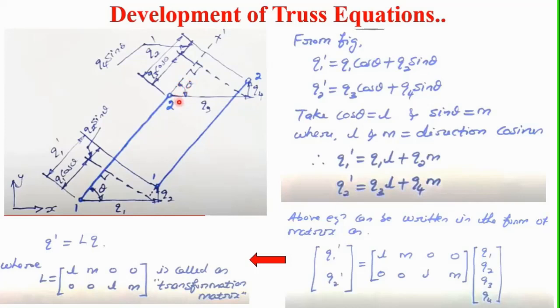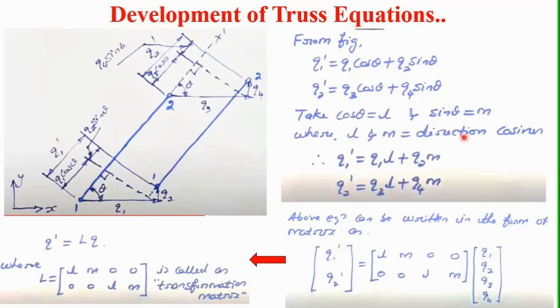Similarly here, this angle is again theta, the same angle, and there are q3 and q4. So this q2 dash is equal to q3 cos theta plus this distance, q4 into sine of theta. From this figure we can write these two equations: q1 dash is equal to q1 cos theta plus q2 sin theta, and q2 dash is equal to q3 cos theta plus q4 into sine of theta.